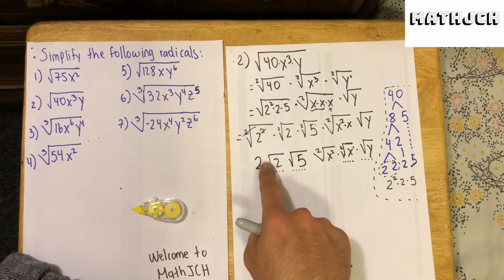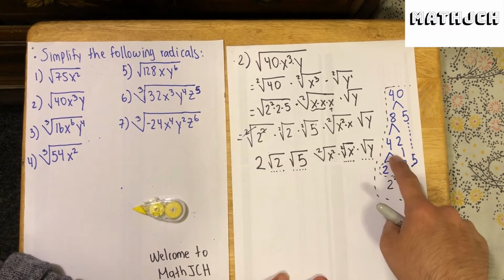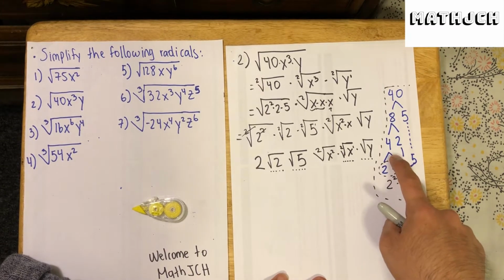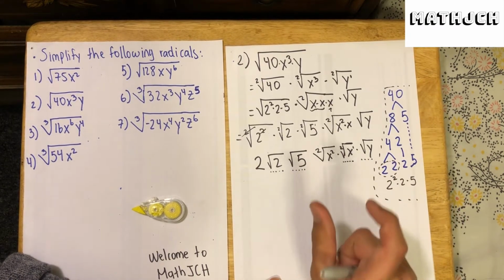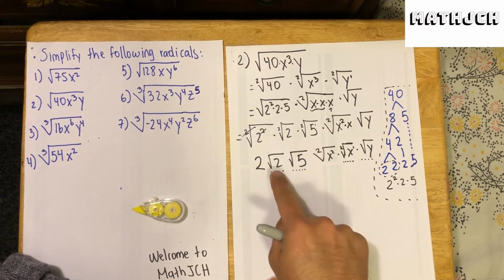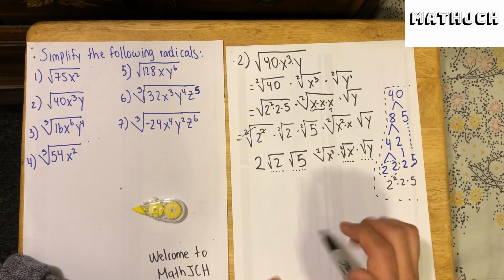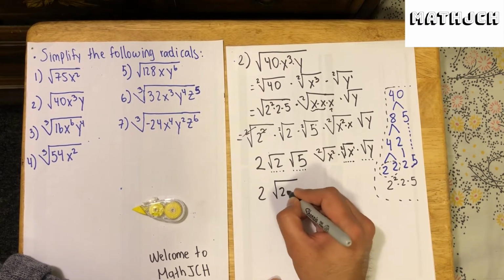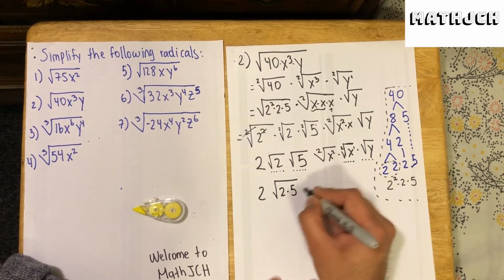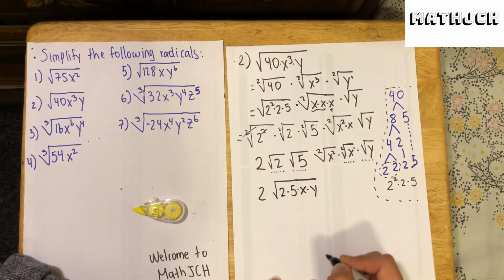But they have the same index: index 2, index 2, index 2. And everything here is multiplying. So what I can do is put them in one single root and multiply each one inside that single root. Okay, so I'm going to have that 2 here, multiplied by 5, multiplied by this x, and multiplied by this y.